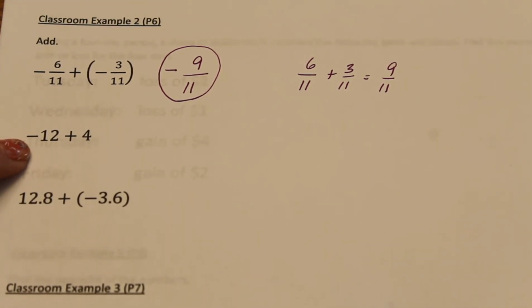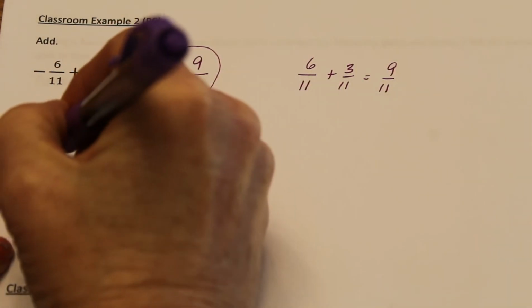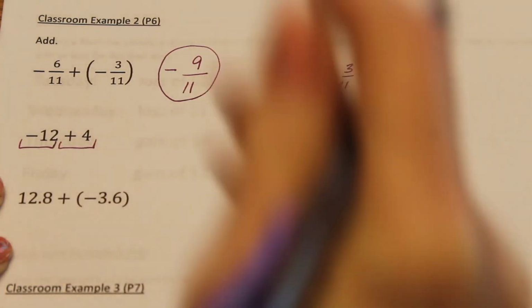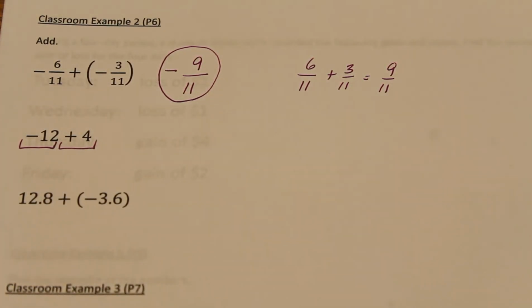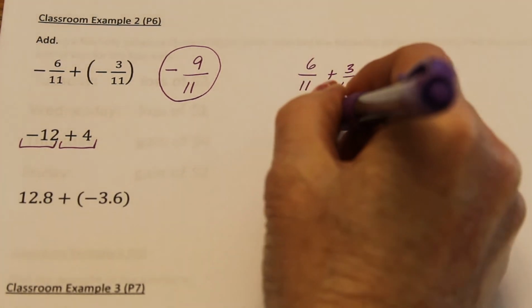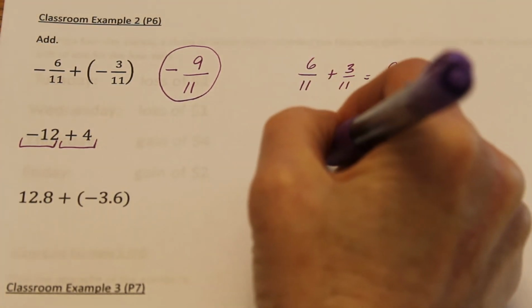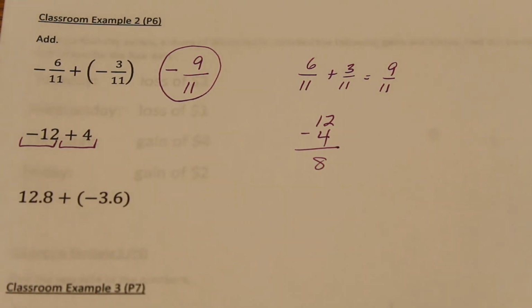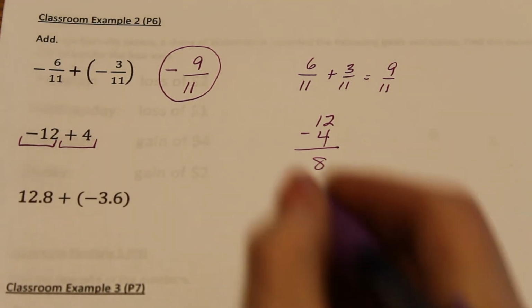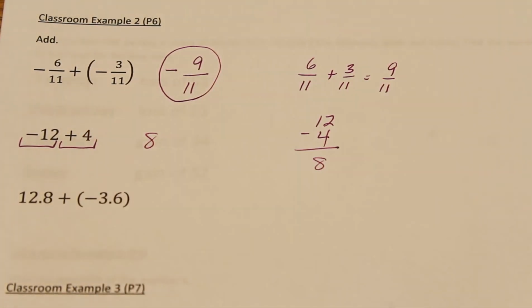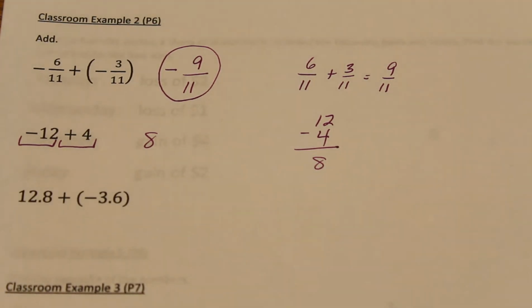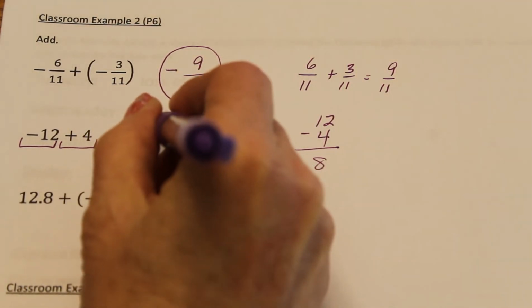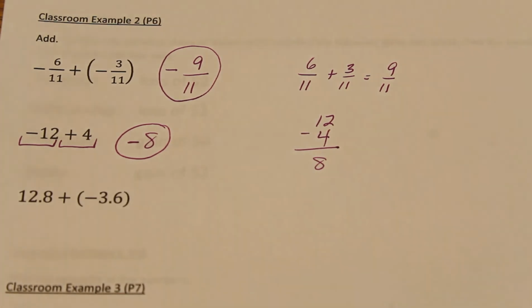Here we have a -12 and a +4. This negative goes with the 12 and that positive goes with the 4. Opposite signs you subtract. So 12 minus 4 is 8. Opposite signs subtract and keep the sign of the greater. The negative number is bigger than the positive number, so your answer is going to be negative.